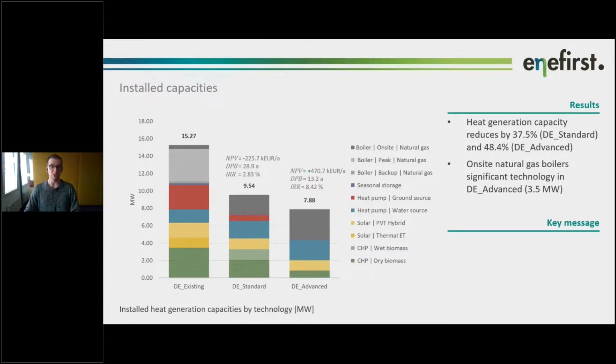The whole thing pays off within 13 years, and the internal rate of return is quite high with 8.42%. So overall, the standard scenario in this case is not cost effective, but the advanced scenario is. So why is that the case? Since the ambition level is much higher in the advanced scenario.